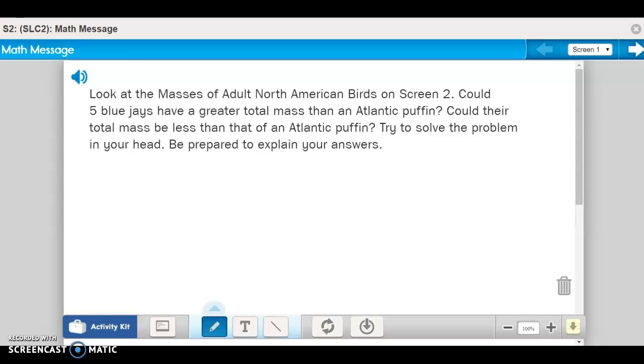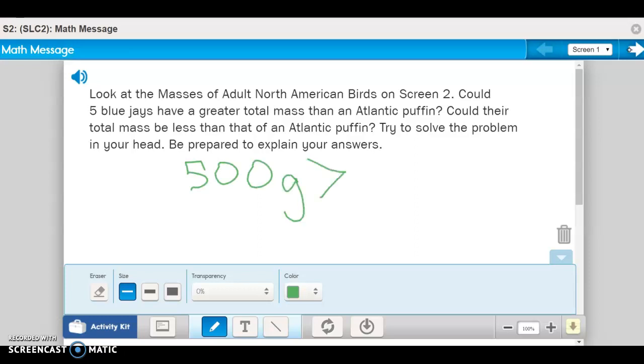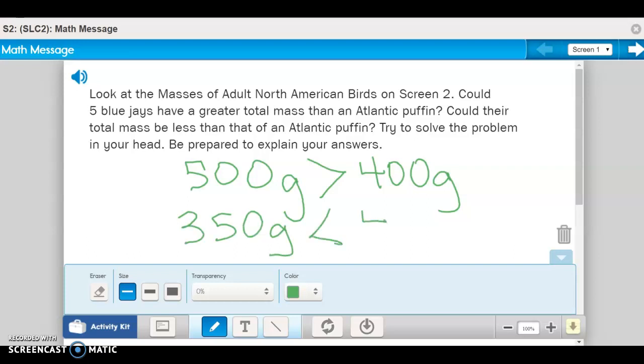We could write those like this. Let's say that the large blue jays that weigh 500 grams would be greater than the one puffin that was 400 grams. But the smaller blue jays that were 350 grams would be less than the Atlantic puffin that was 400 grams.